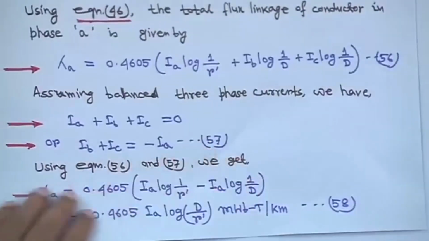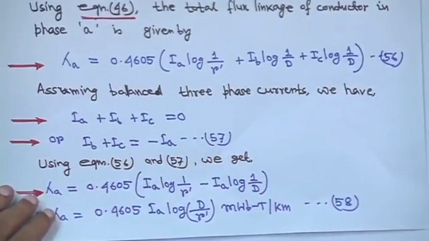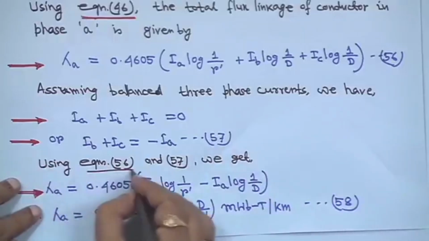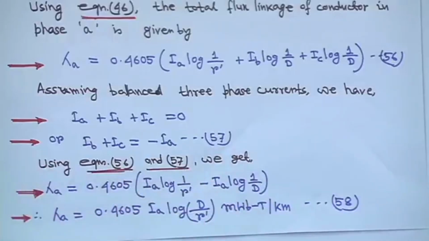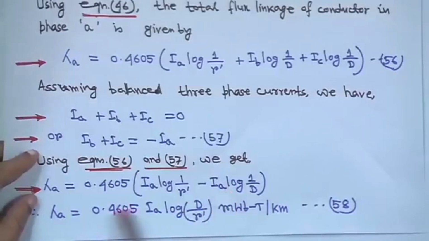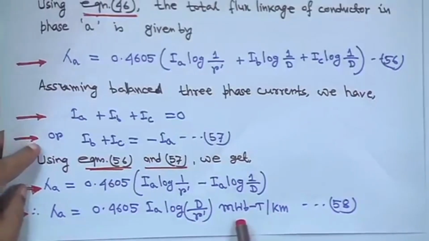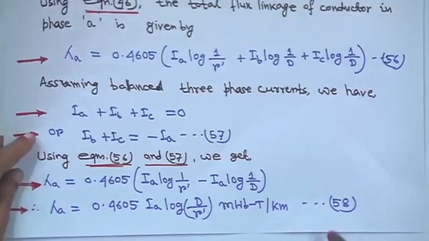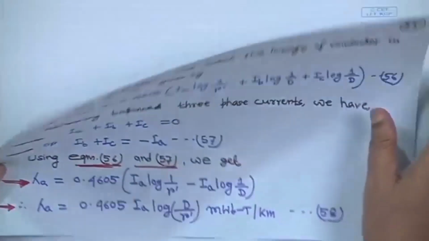That is the thing that we are substituting using equations 56 and 57, right. So, we are writing the expression I just showed, right. So, we can write lambda is equal to 0.4605 IA log d upon r dash. It is in milliweber turns per kilometer, right. So, this is equation 58.